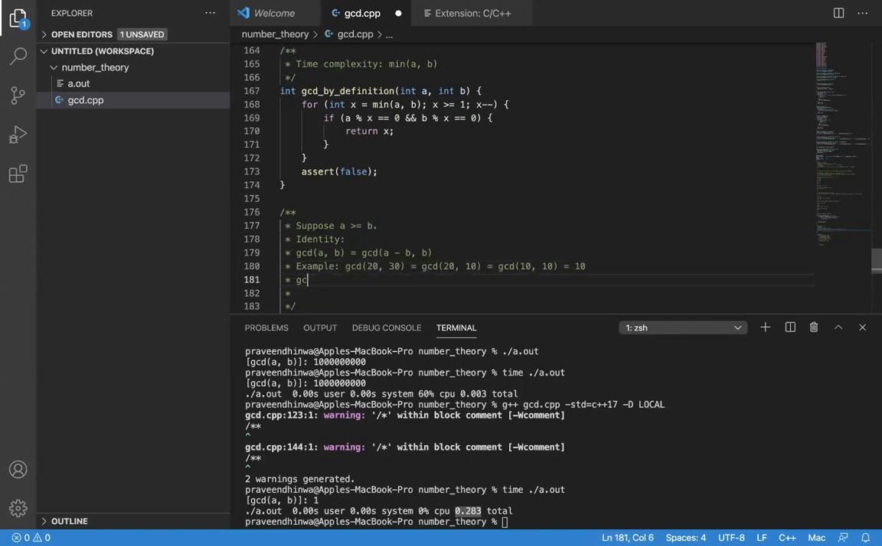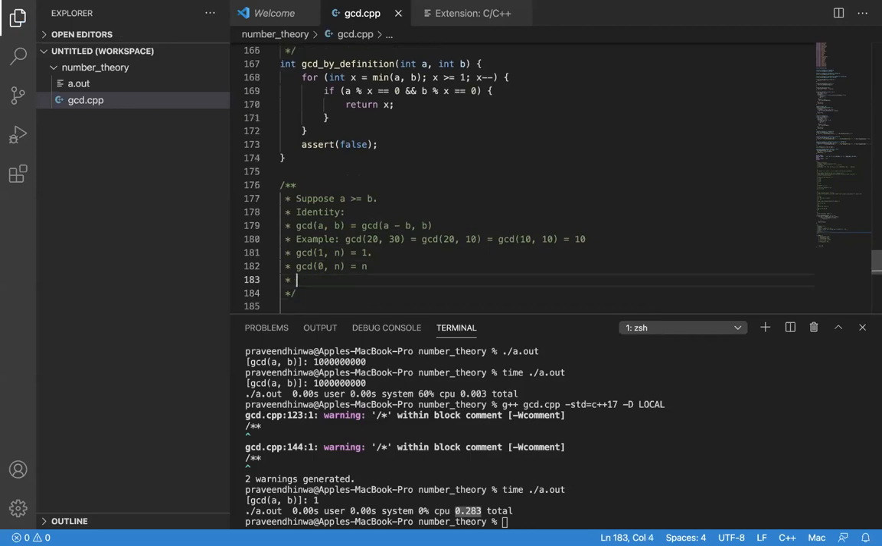What is the GCD of, let's say, 1 comma any number n? What is the largest number that can divide 1? It's 1. What is the GCD of 0 comma any number n? Every number divides 0 basically, so you can say its GCD would be n.